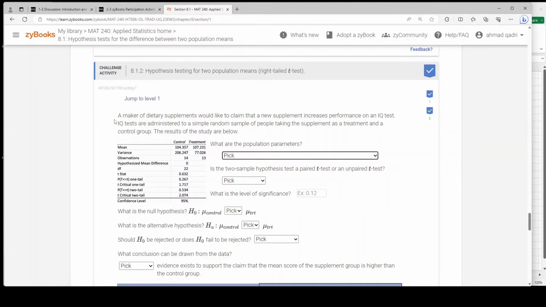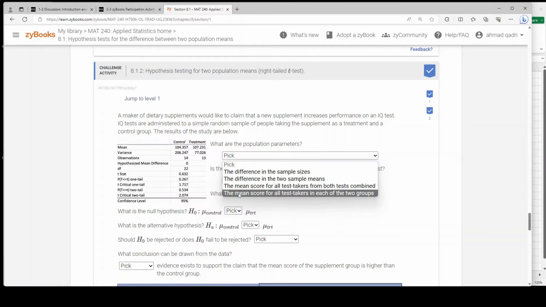The next question is, a maker of dietary supplements would like to claim that a new supplement increases performance on an IQ test. So IQ tests are administered to a simple random sample of people taking the supplement as a treatment and as a control group. And the results are shown in this table here. So what are the population parameters?